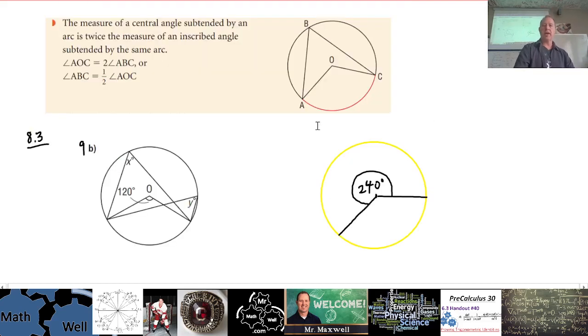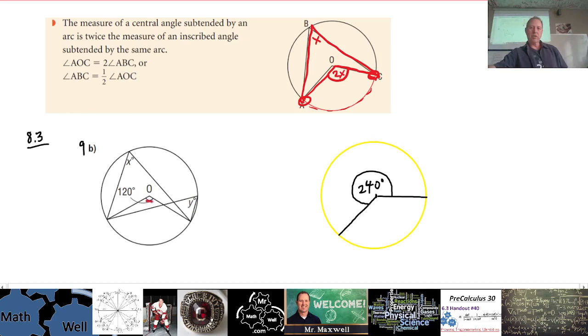The measure of a central angle subtended by an arc is twice the measure of the inscribed angle. So watch this. If we have two angles, one being a central angle and one being an inscribed angle, and they both intersect the circle at the same point, that is, they subtend the same arc, then this is always twice as big as this one. So this is half the size of the central angle.